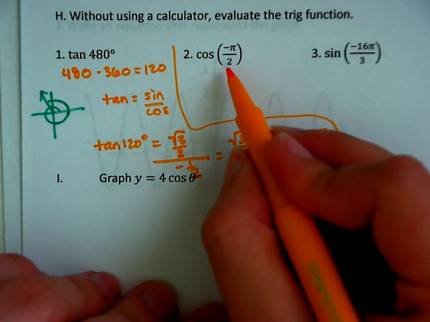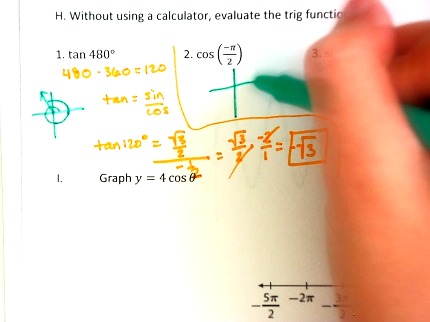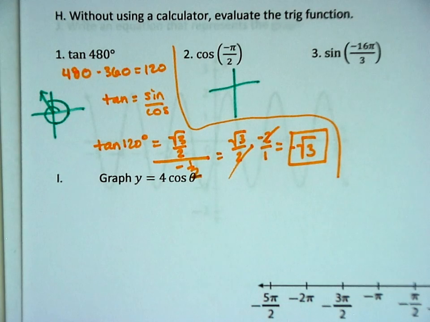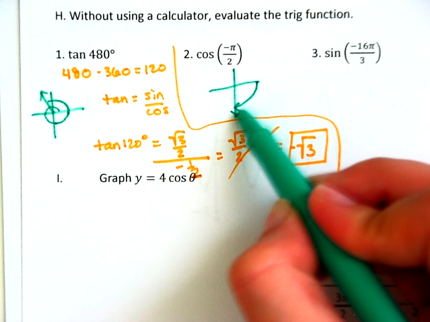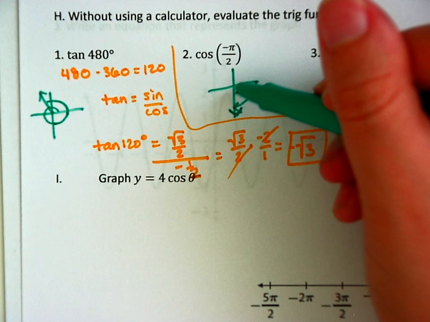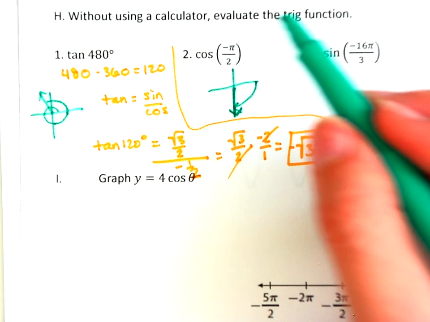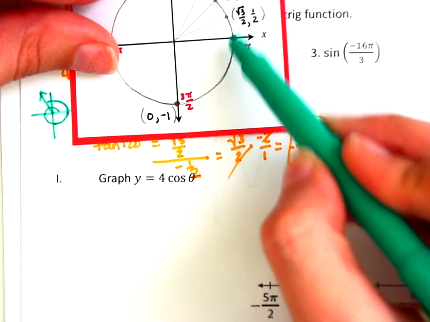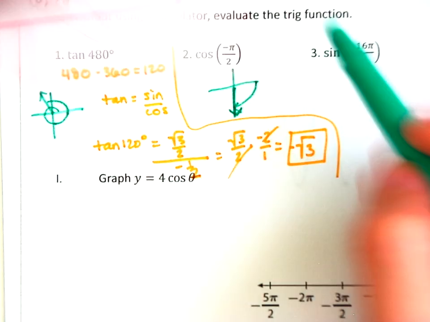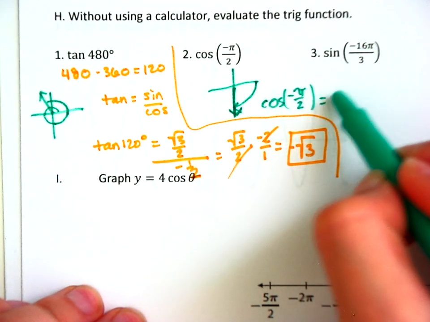All right, so the next one we're going to do is cosine negative pi over 2. So again, let's see what that looks like on a graph. Well, if I move in the negative direction, that's clockwise. So starting at 0, negative pi over 2 is right here. So this angle right here. So I need cosine. Well, again, looking on my unit circle, cosine of this angle right here is 0. So cosine negative pi over 2 is also 0.